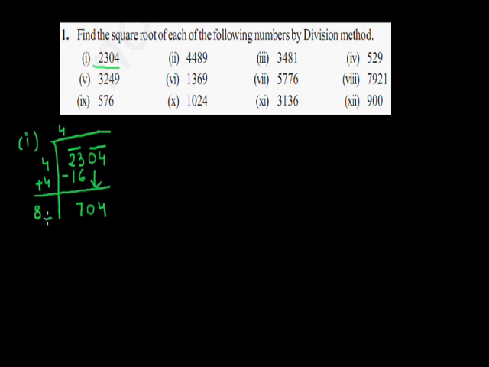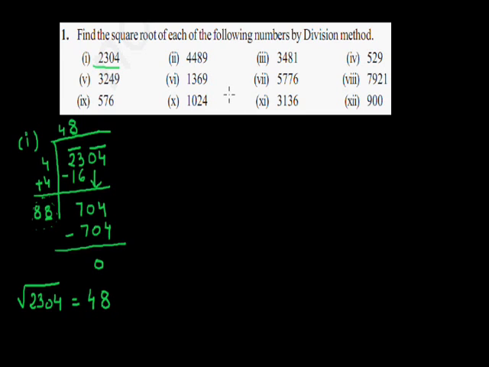Now I have to insert a number here which should also be the next term of the quotient, and the multiplication of this whole number and this quotient should be equal to or less than 704. So I can write 88, 8s are 704. If I subtract, I get the remainder as 0. So I can write the square root of 2304 is equal to 48 by using the long division method.